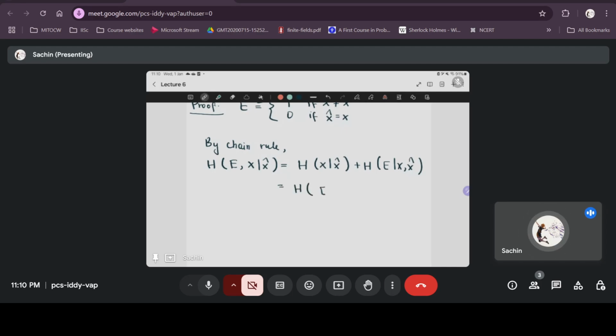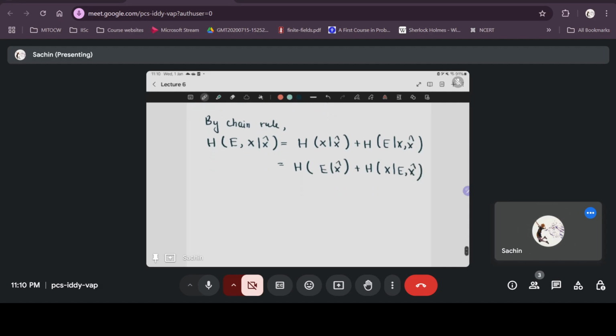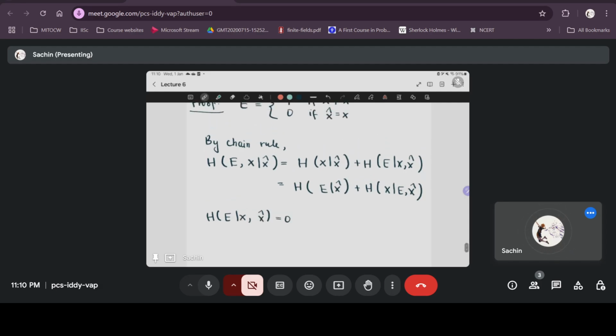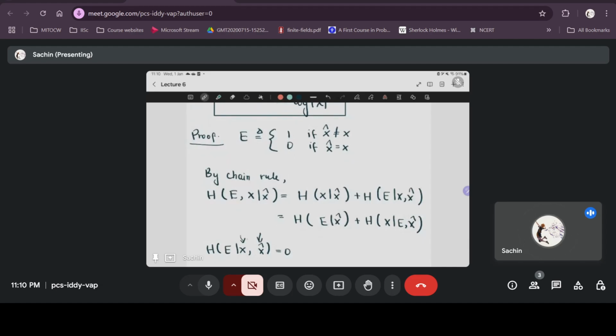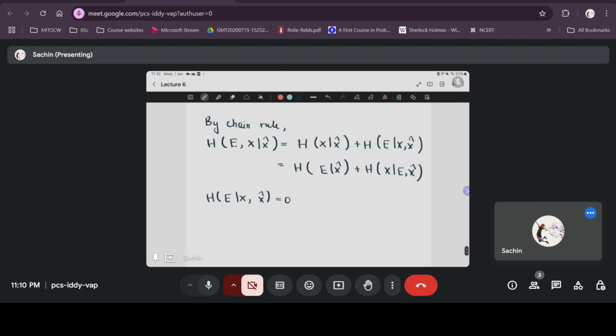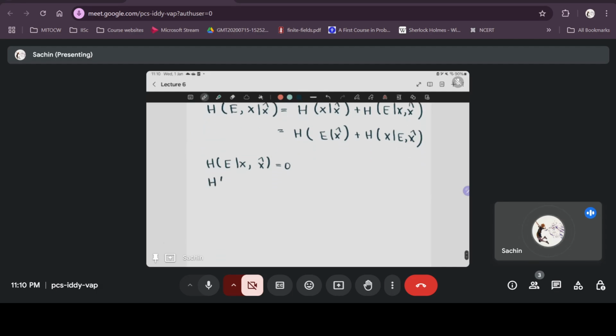Another way to split it using the chain rule is h of e given x hat plus h of x given e comma x hat. Now h of e given x comma x hat is 0, because if they give you x and they give you x hat, you can tell whether x is equal to x hat or not. If x is not equal to x hat, e is 1. If x is equal to x hat, e is 0. So if you know both x and x hat, then there is no uncertainty in the error random variable e. That's straightforward. Then h of e given x hat is less than or equal to h of e, because conditioning reduces entropy always.